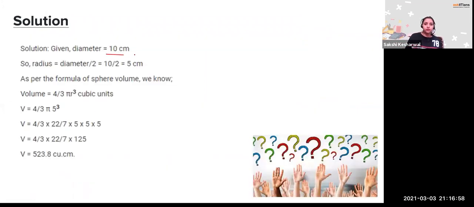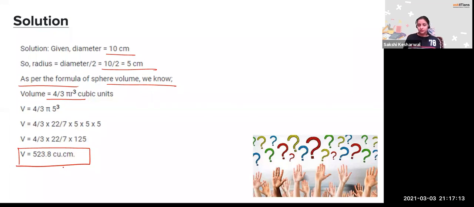The diameter is 10, radius is 5. As per the formula of the sphere, the volume is equal to 4 by 3 pi r cube units. You substitute the values: 4 by 3 into 22 by 7 into 5 into 5 into 5. After solving it, you get 523.8 cubic centimeter.